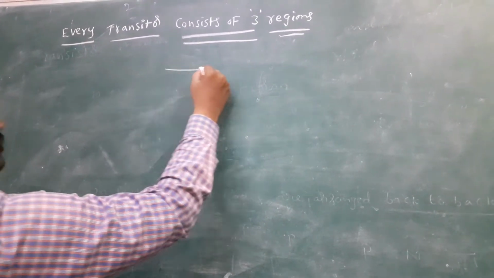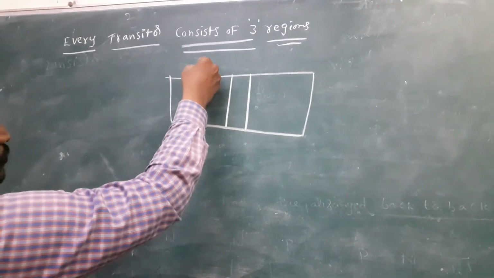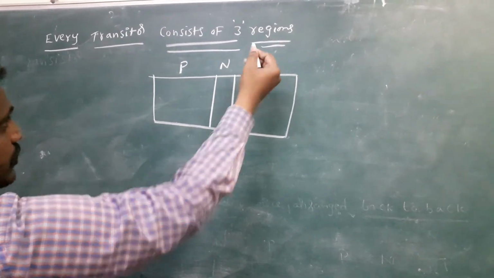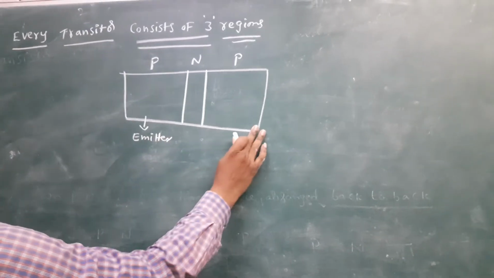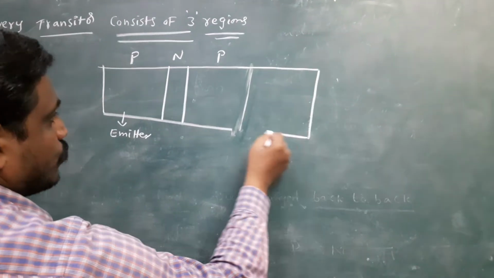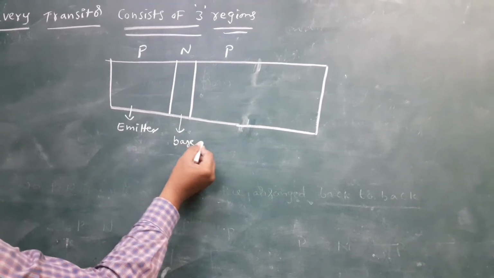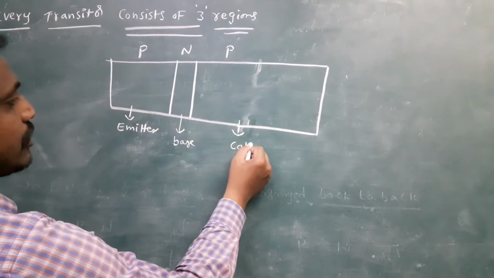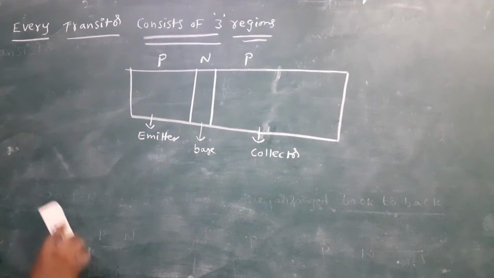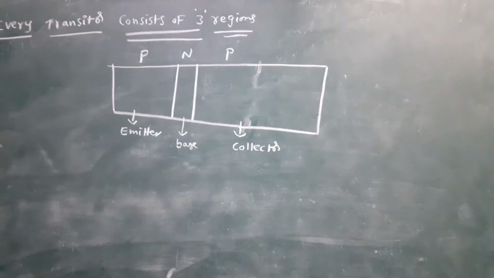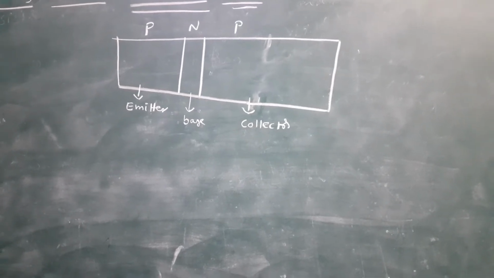Here, first region is here. Look here, this is the transistor. For example, this transistor is named PNP. The first region is called emitter. Next region is base. Third region is collector. Every transistor consists of three regions: first region is emitter, second region is base, third region is collector.